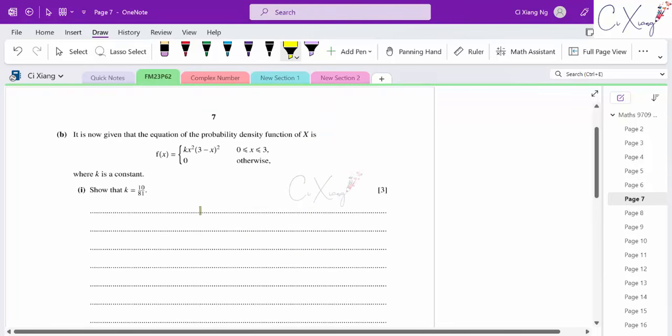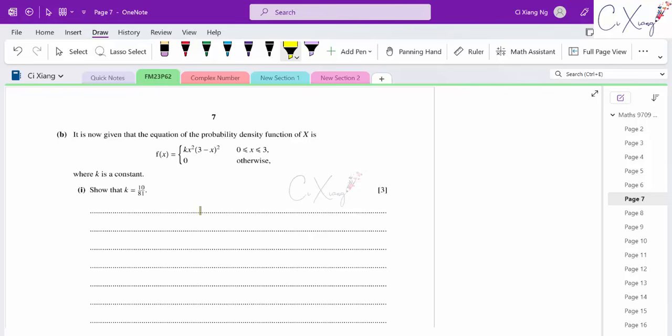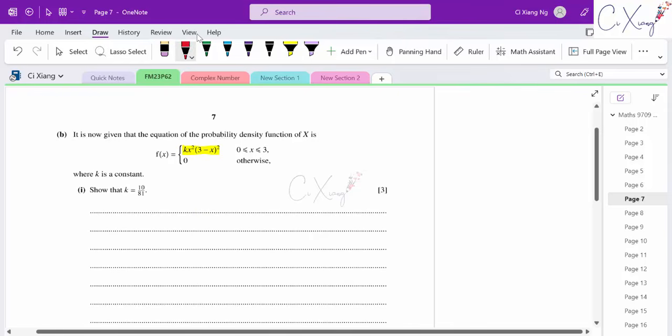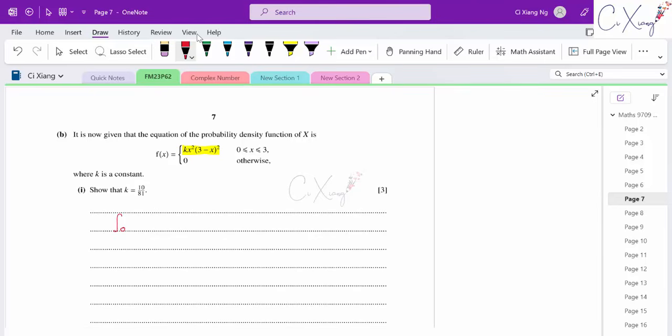For 3B, they now give us the equation of the probability density function, and this is the probability density function. They want us to show that k is equal to 10 over 81. Okay, to get the value of k, we have to use the property of the probability density function. That means when we integrate our function from the lowest limit until the upper limit, for the whole function kx squared, then 3 minus x squared, the answer or the area under the graph should always equal 1, because the total probability should equal 1 for any probability density function.